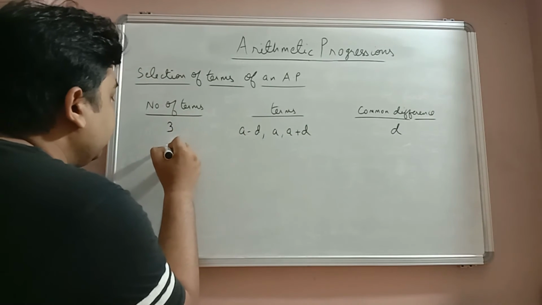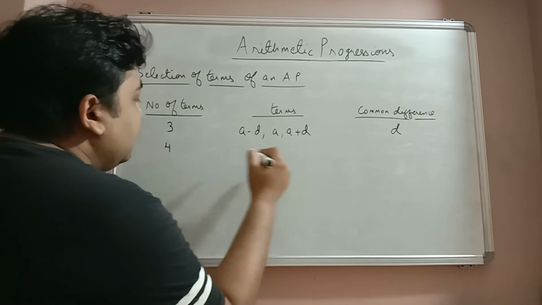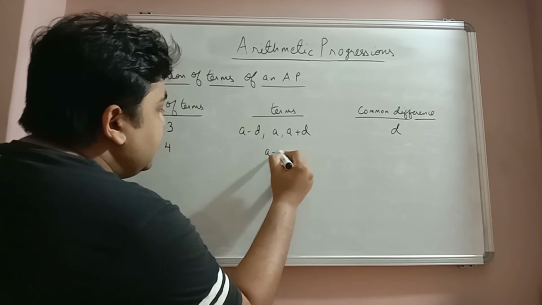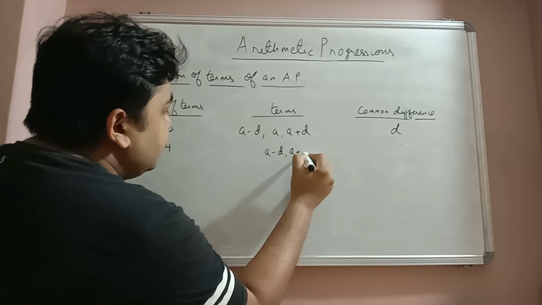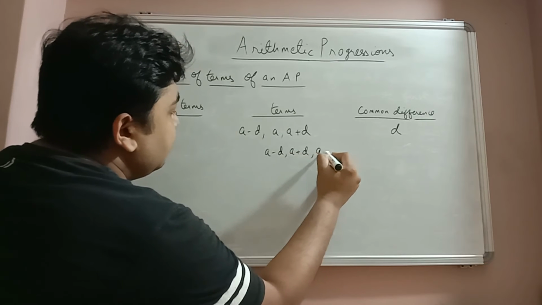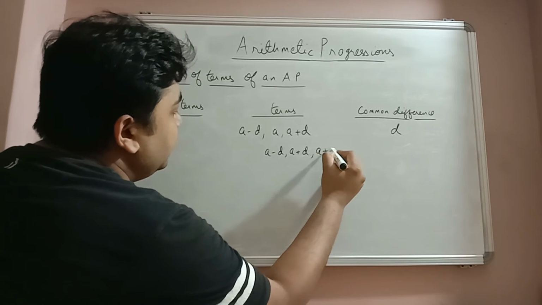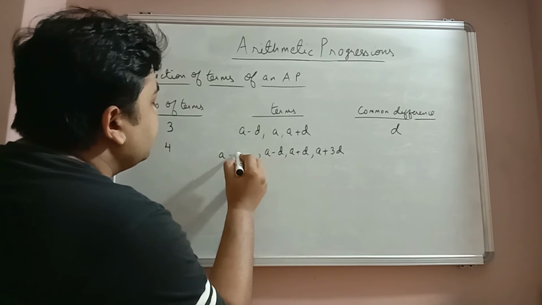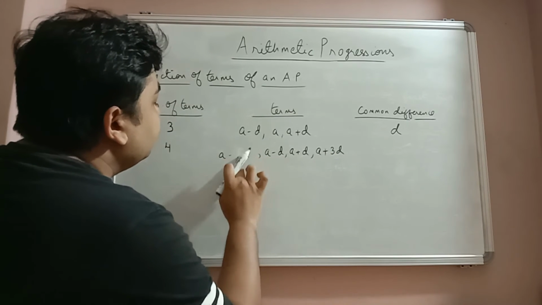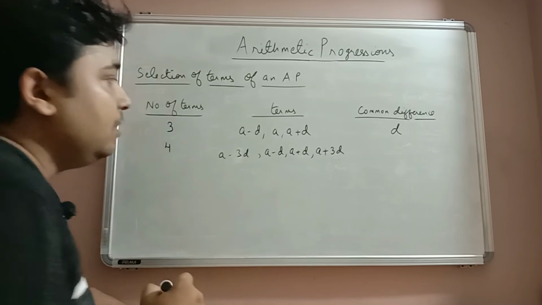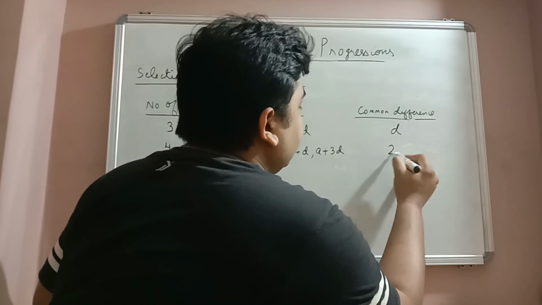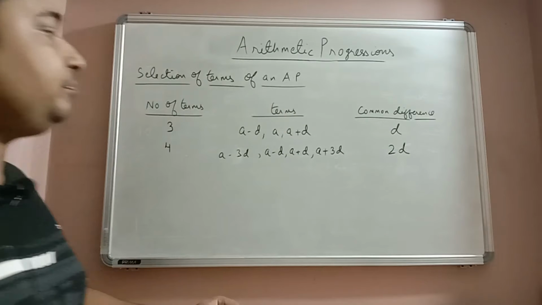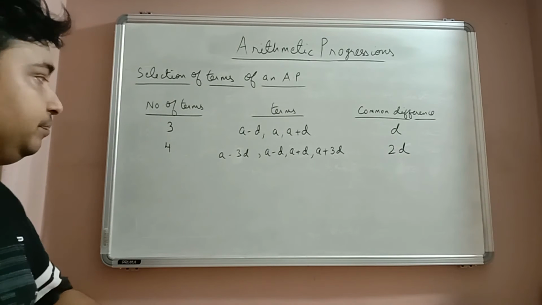So on taking the sum, d gets eliminated. Now if we have 4 terms, we will take the middle terms as a minus d, a plus d, and then the subsequent terms with the common difference of 2d. So this will be a plus 3d, and here it will be a minus 3d. So the common difference has to be taken as 2d in case of 4 terms.